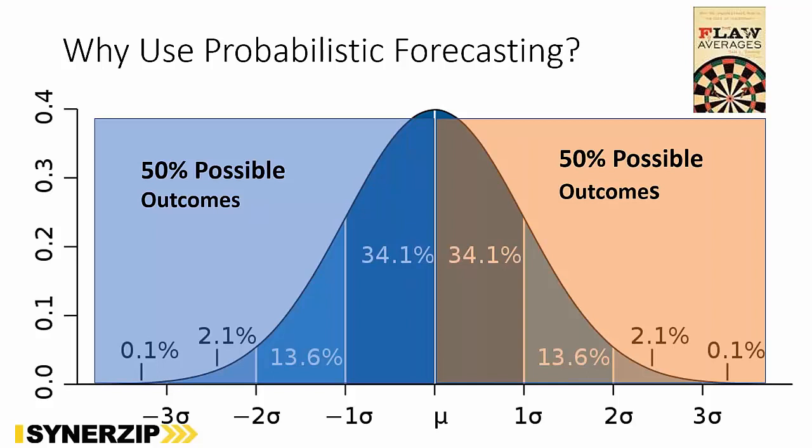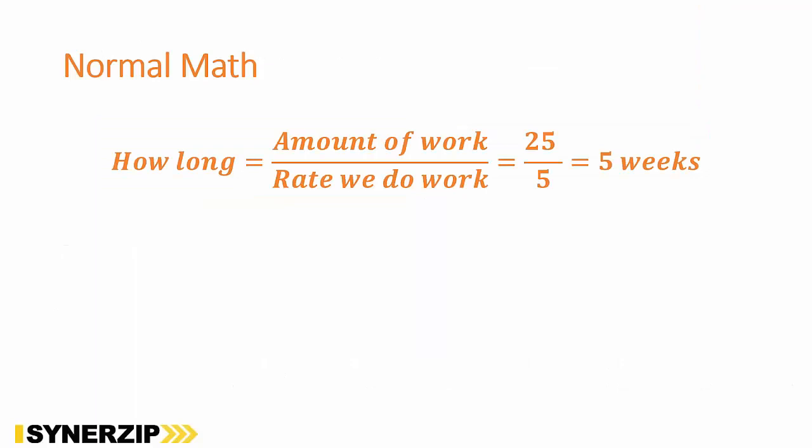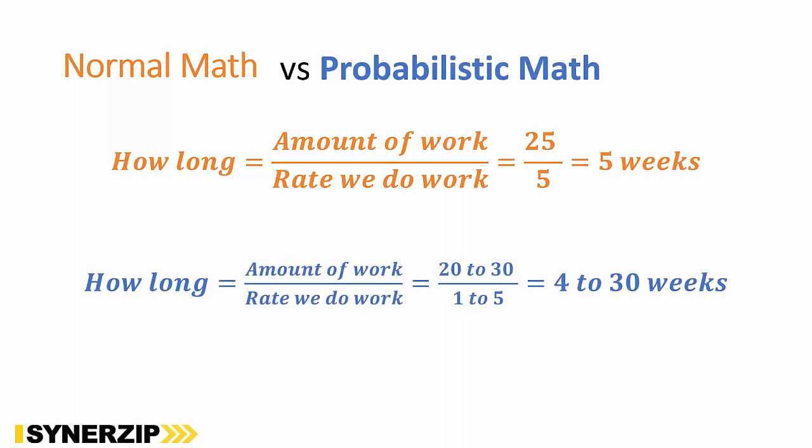And what we're trying to do with probabilistic forecasting is increase the odds of giving a date or duration that we can actually achieve. And how do we do that? Well, in normal math, we take an amount of work remaining, 25 points, and we divide it by a rate that we do work, 5 stories per week or 5 points per week, whatever you want to use, story points or throughput. And that equals 5 weeks. Now, in probabilistic math, the only difference is that we do that same mathematical function, but on a range of values, 20 to 30 story points remaining, and we get between 1 to 5 stories done per week. And we can equate that out to a range of 4 to 30 weeks being how long.